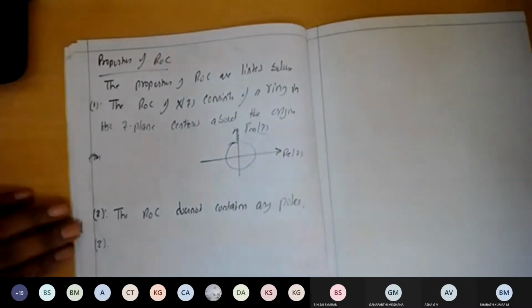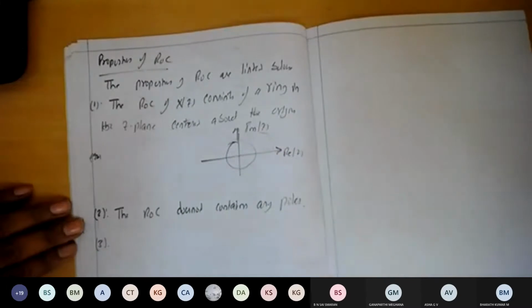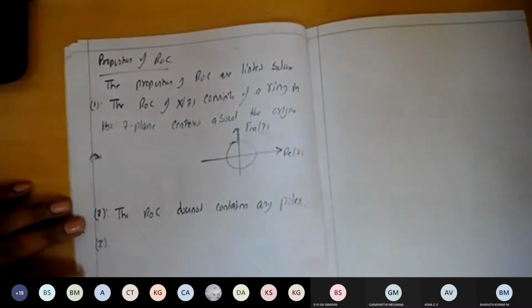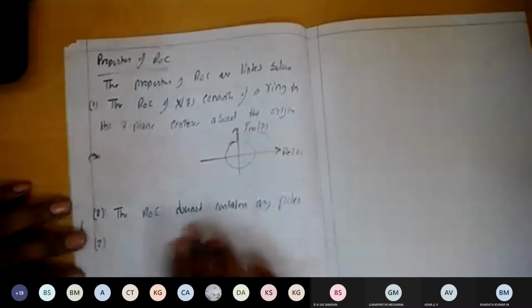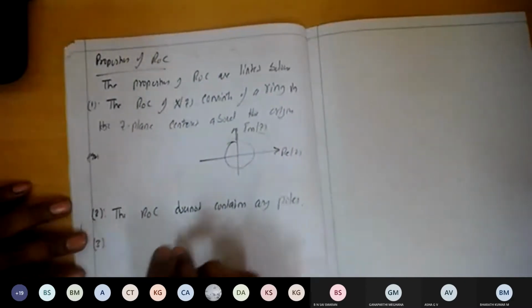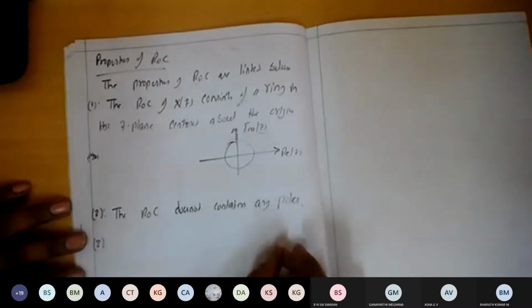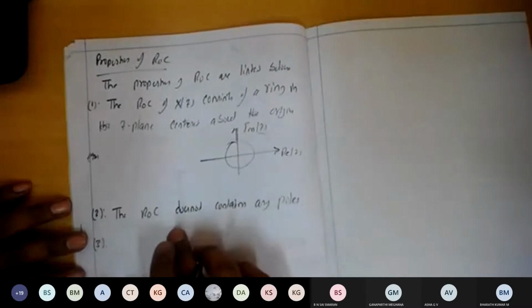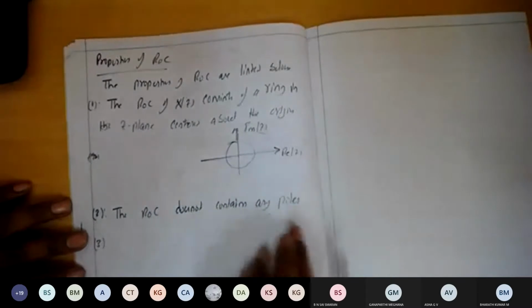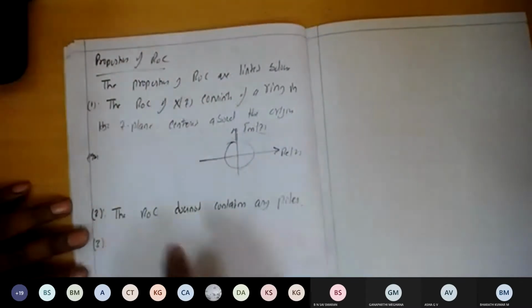Okay, so this is the second property. In the second or third problem we have seen that the ROC for a finite duration sequence, suppose x of n lies between some -3 to +3, is the entire z plane except z equal to 0 and z equal to infinity. In the third problem we have seen that concept, so we are going to write that as one property here.